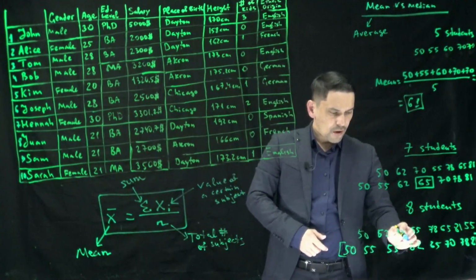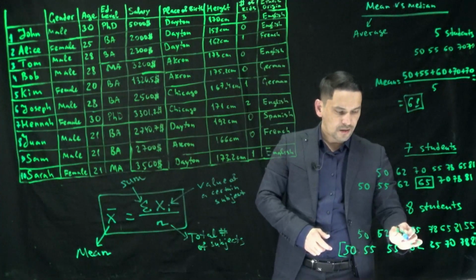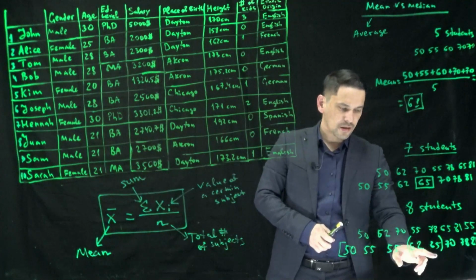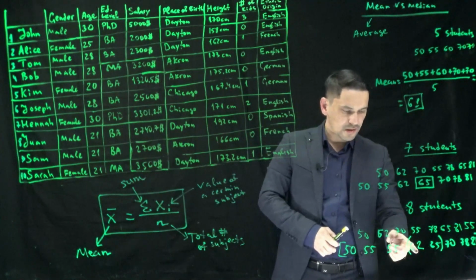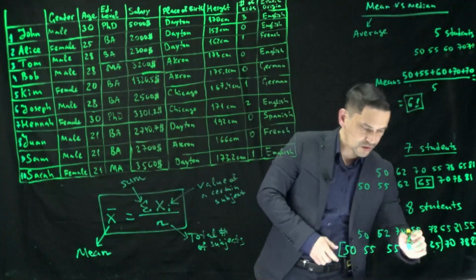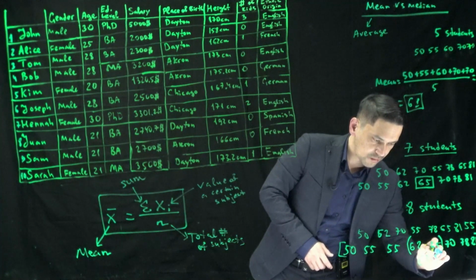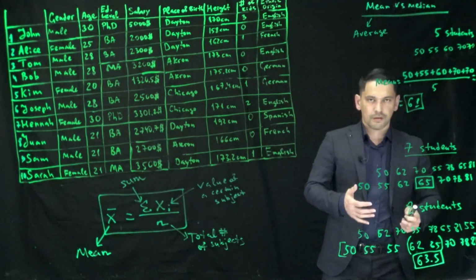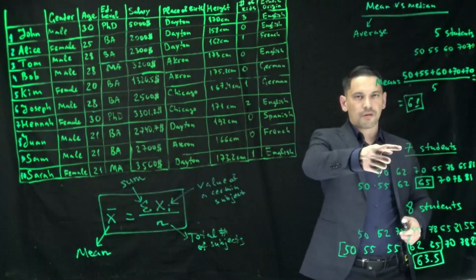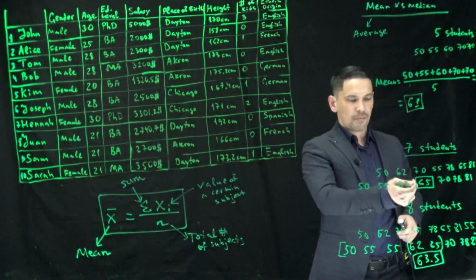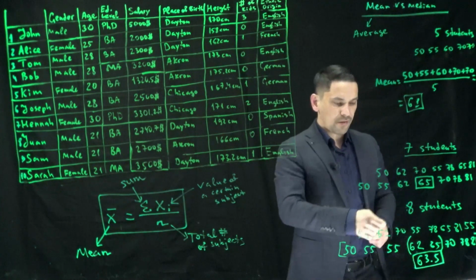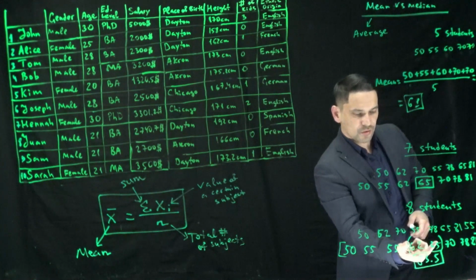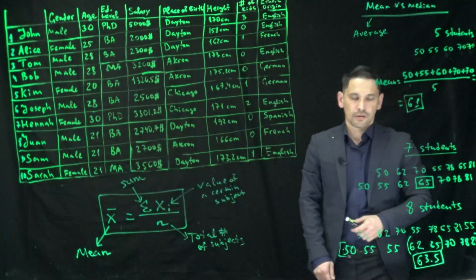Now I have to find the 2 numbers right in the middle, and then calculate the average for these 2 numbers here. So the average for these 2 numbers is 62 plus 65 divided by 2, which is 63.5. So the median for this group of 8 students is equal to 63.5. So please remember that if you have an odd number of people in your group, then the median is the number right in the center. Now, if you have an even number of people, then the median is the average of the 2 numbers right in the center. Okay?